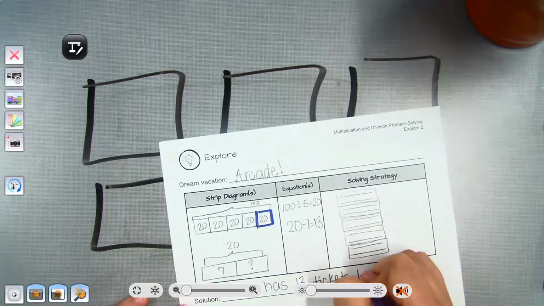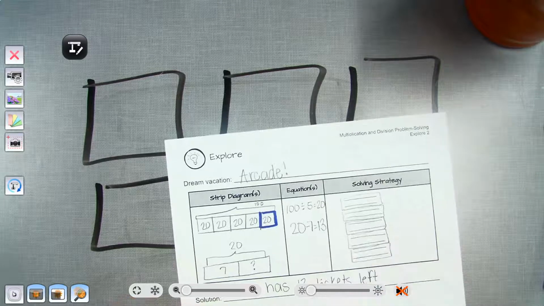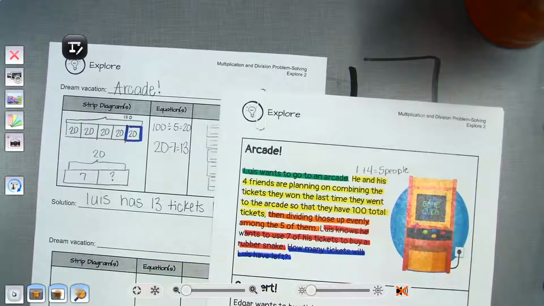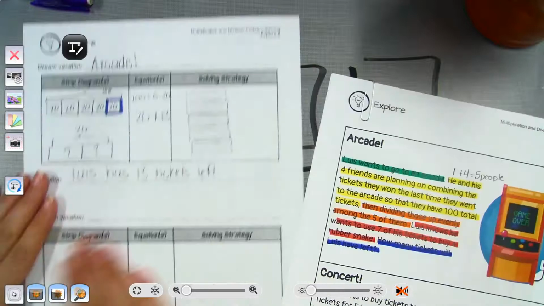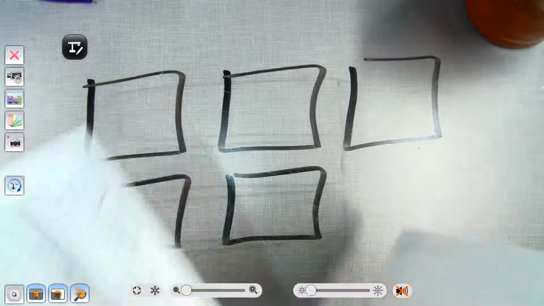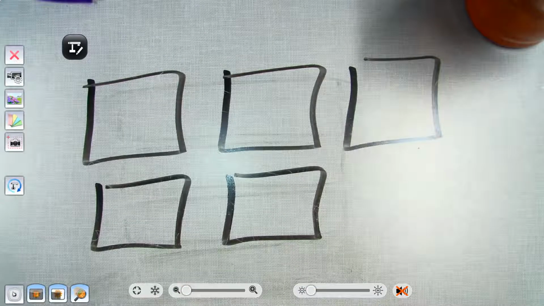tickets left. So guys, the most important thing when we're doing a multi-step problem is you have to take apart the problem. You have to look at it piece by piece to see what are we doing? What are they asking me to do? So don't worry about this last problem. I'm not worried about it. I think we've done enough together.